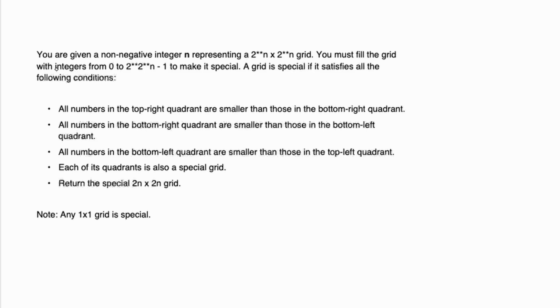A grid is special if it satisfies all the following conditions. All numbers in the top right quadrant are smaller than those in the bottom right quadrant. All numbers in the bottom right quadrant are smaller than those in the bottom left quadrant. All numbers in the bottom left quadrant are smaller than those in the top left quadrant. Each of the quadrants is also a special grid. And what we want to do is return that special grid. A special note is that any 1 by 1 grid is special, so if we just have a single element, like a 1 by 1 grid, that is considered special as well.